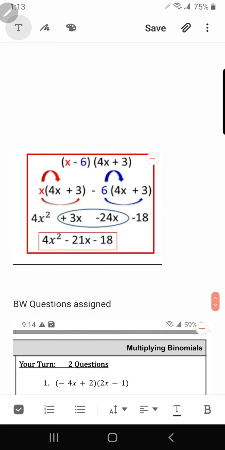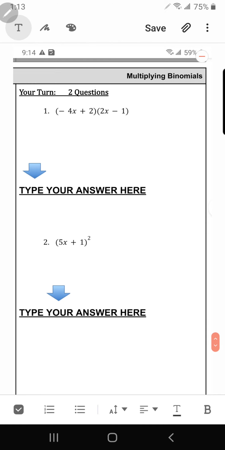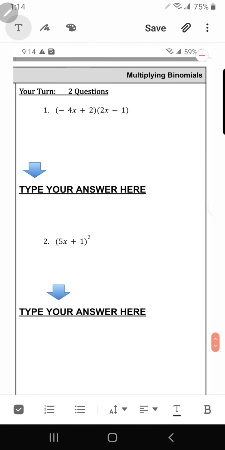Now, your Bellwork consists of two questions. These are how the questions look like. Pay very, very close attention to question number 2. Question number 2 says 5x plus 1 squared. Okay? Give you guys a hint here. If you watch my video, you'll know the hint.